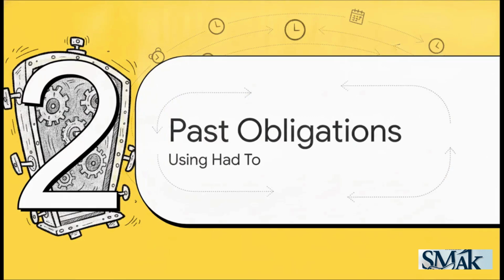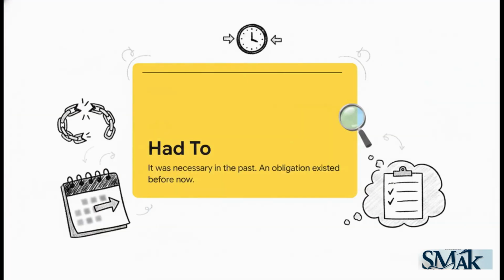Now, Section 2, Past Obligations with had to. Let's fire up that time machine and look at obligations that are already behind us. The absolutely crucial point here is this grammar formula. It's kind of like a strict mathematical equation for expressing anything that was required before today. You just take your subject, add had to, and attach your base verb, the first form. So what does it actually mean? It simply means it was necessary in the past.